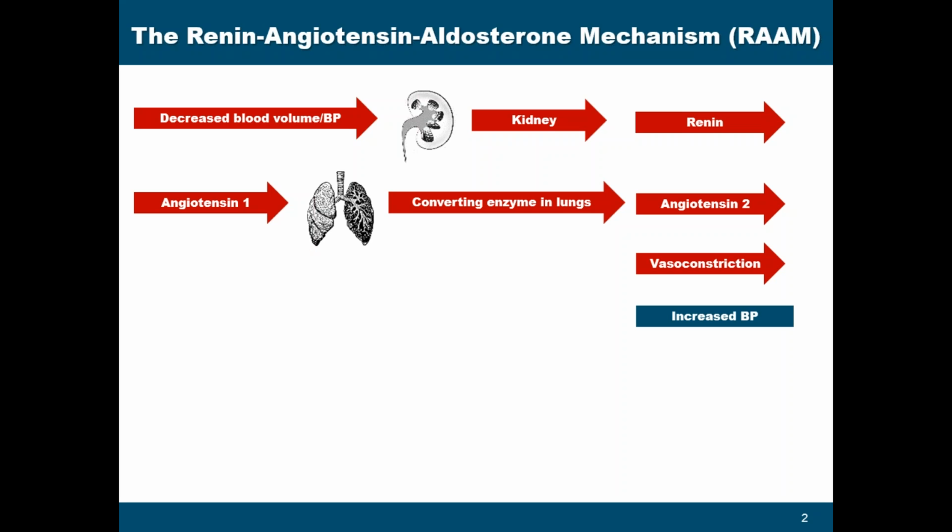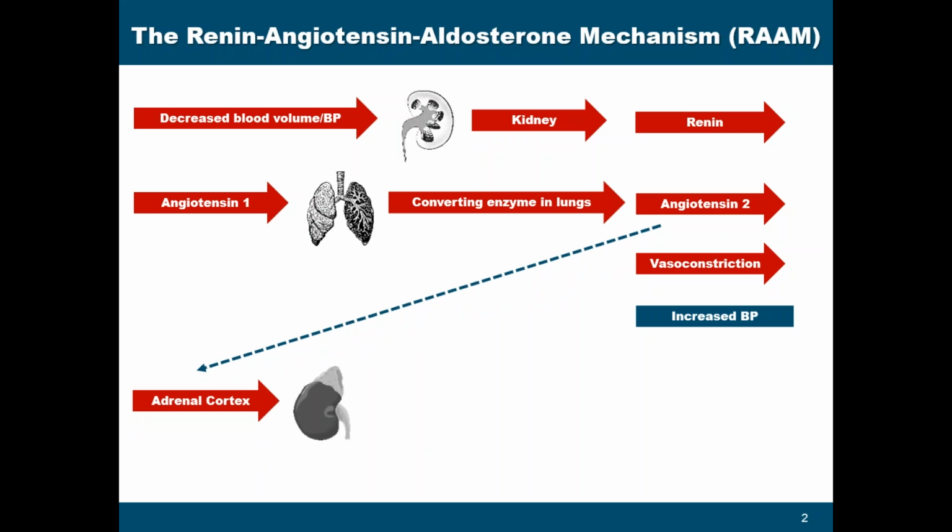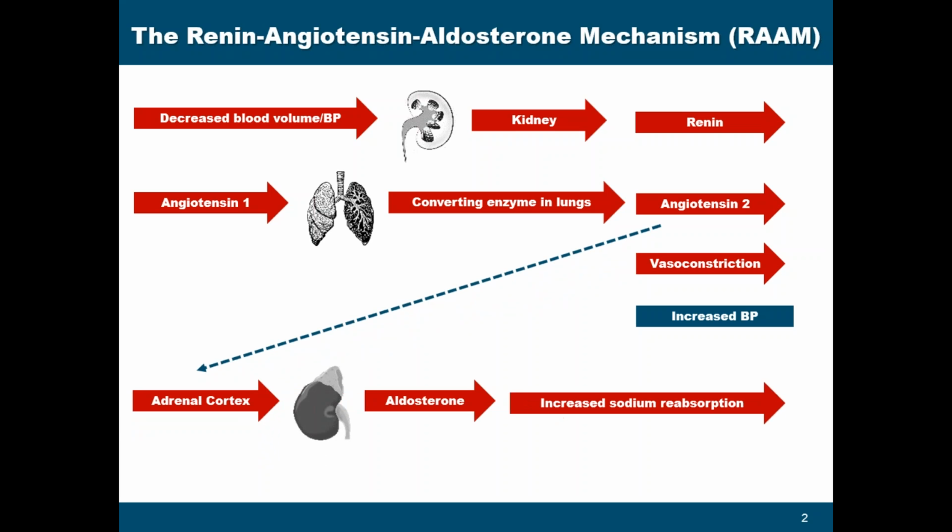Now it has to be remembered that with the release of angiotensin 2, it will automatically stimulate the adrenal cortex to release one hormone, which is aldosterone. And aldosterone will cause an increase in the sodium reabsorption. With increased sodium reabsorption, that will also cause an increase in the blood volume and subsequent increased blood pressure. So this is the whole picture of the process, which is the renin-angiotensin-aldosterone mechanism.